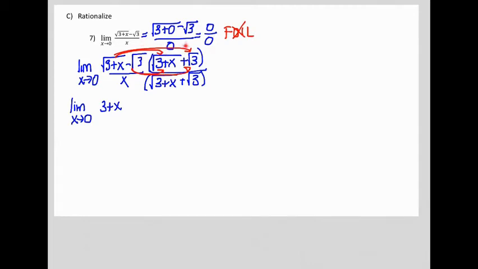I'm not going to write the outside and inside and cancel them. It's a waste of time. That's why I chose the conjugate. So I'm going to jump right to positive times a negative is a negative. 3 comes out of the radical.